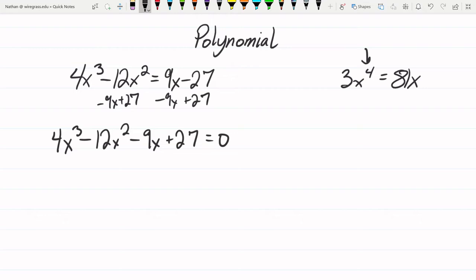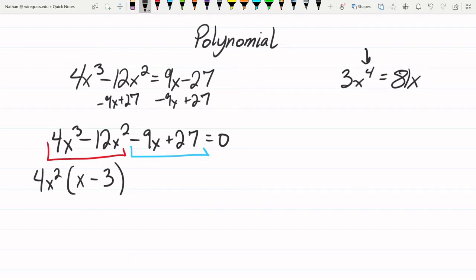and that equals 0. Now, if it's a cubic like this, we can try factoring by grouping. So I'm going to look at these first two and then these next two and ask what can I take out of them. From the red, I can take out a 4x squared. That gives me x minus 3. And from the blue, I'm going to take out a negative because we have a negative here. So this becomes a negative, and then 3, and that's the most I can take out, I believe.